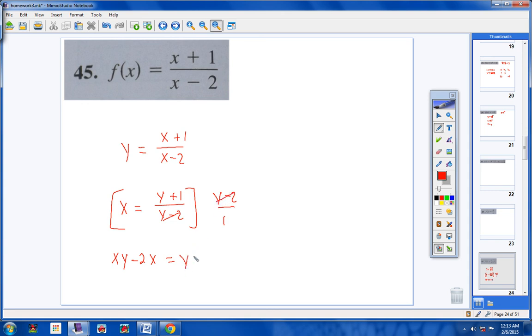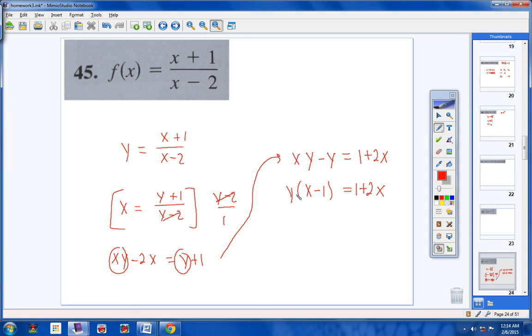y plus 1. Now, if you're trying to solve for y, which we are, you want to get y by itself. So, here's a y term, and here's a y term. Get them both on the same side. So bring your y over and make it a negative y. See this -2x? Get rid of it. Bring it over to the other side. So now I have 1 plus 2x. Now why did I get all of the y terms on one side? So I can factor out my y. Pull out a y and you're left with x minus 1.